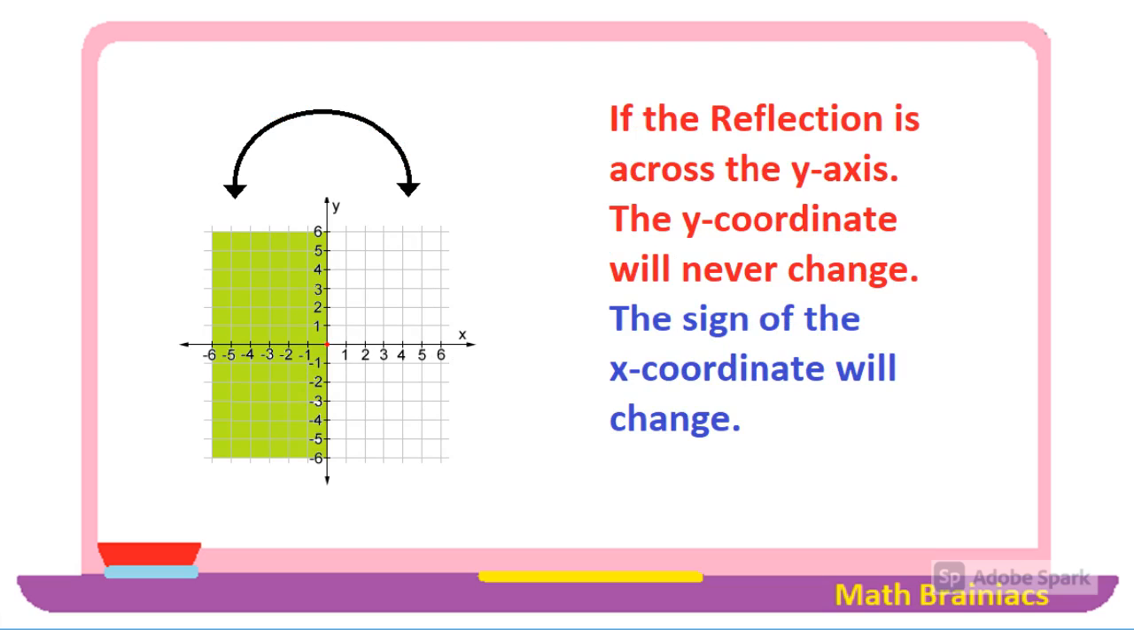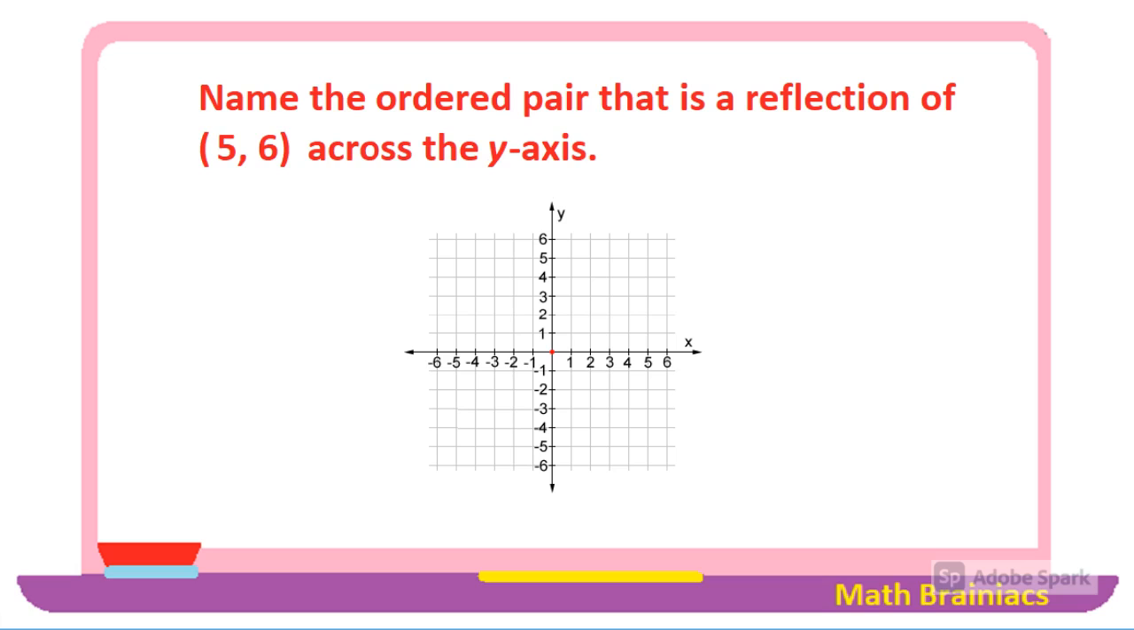Consistently, I want you to take note that if the reflection is across the y-axis, the y-coordinate will never change. Only the sign of the x-coordinate will change. Let us have this example so that you will be guided. Name the ordered pair that is a reflection of 5 and 6 across the y-axis.